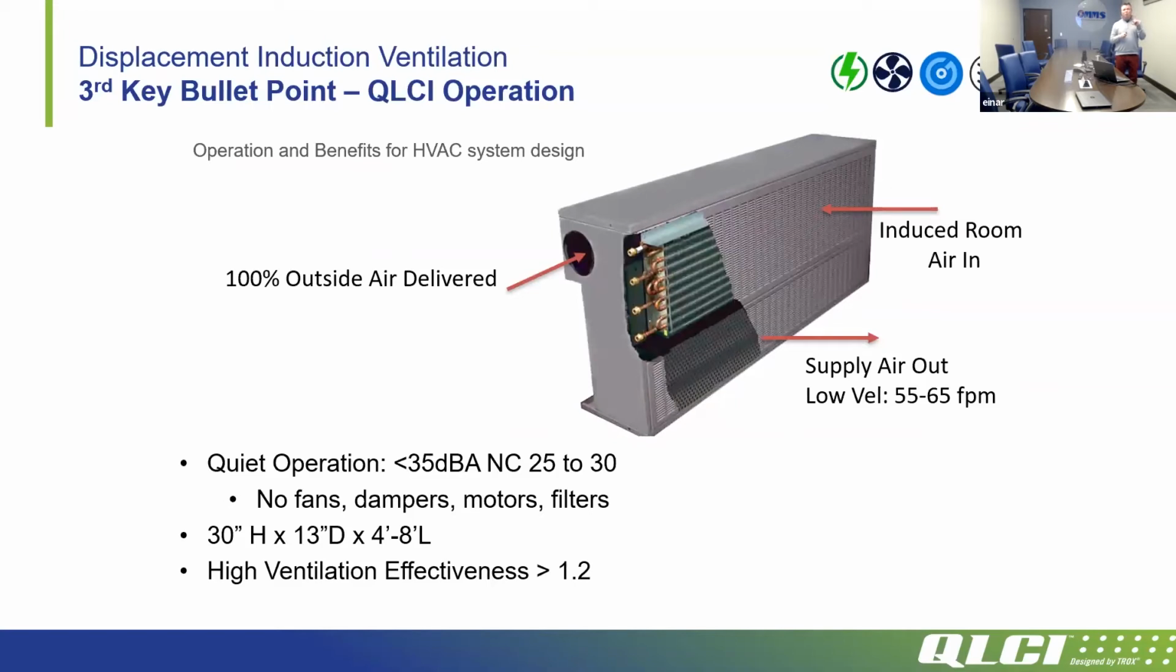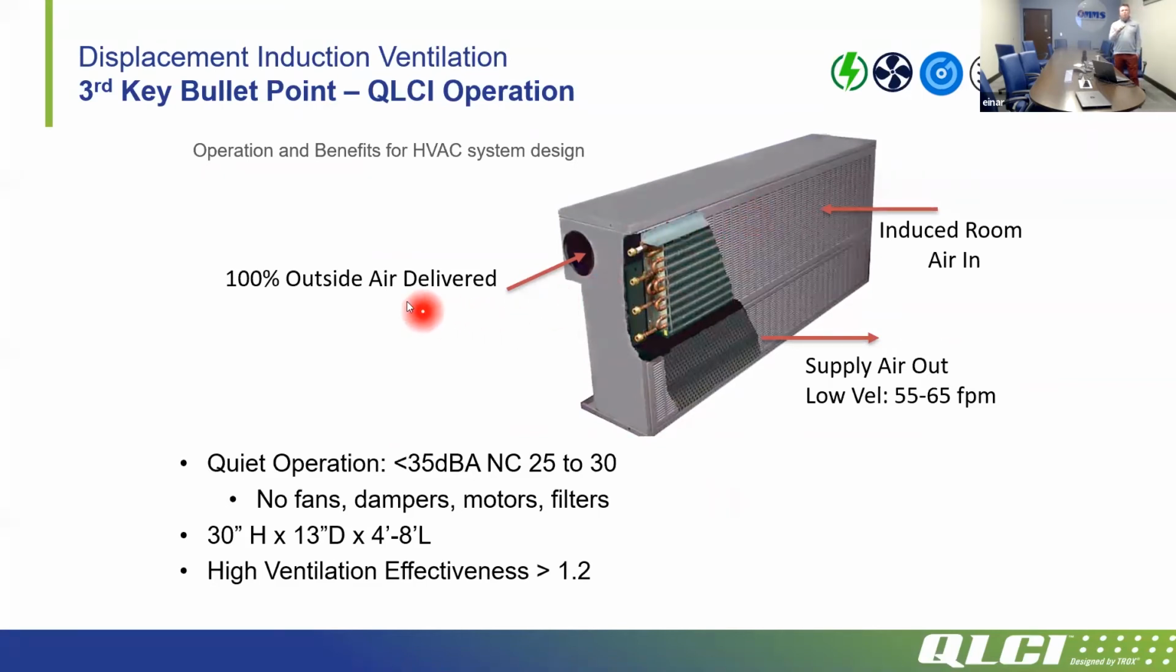Key bullet point number 3, how does it work? So the physical arrangement of a QLCI is 13 inches in depth, 30 inches in height, and then the length varies from 4 feet on up to 8 feet. And usually there's 3 or 4 of these QLCIs lined up on the exterior wall of the room.